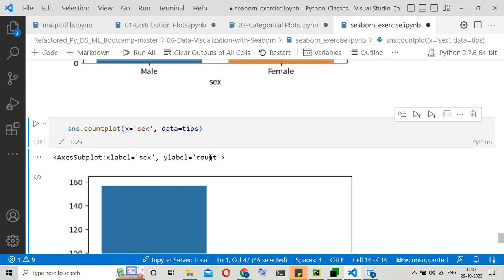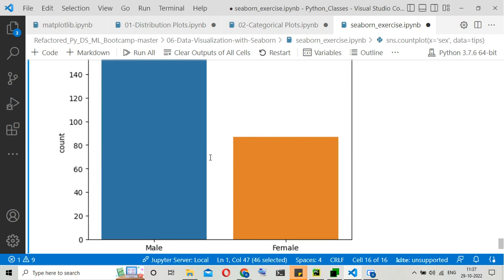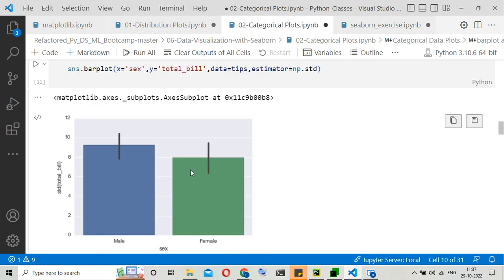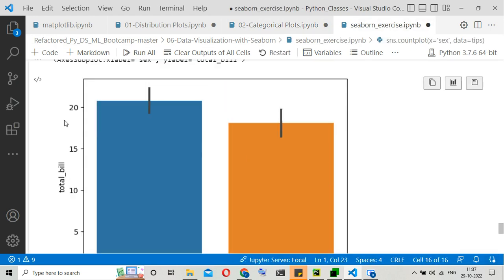This is just like how many male and how many female, right? Correct, correct. That one is actually giving the mean. So that is giving the mean, how much they are paying, $20 on average or $21 on average. And this bar is saying, probably, on average, that is the range.